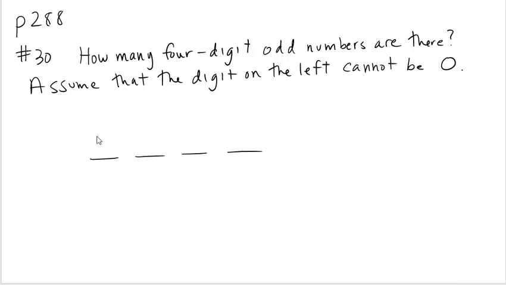Let me start with the first spot. If the digit on the left can't be 0, then the first digit can be anything from 1 to 9. And so you've got 9 options there. In the last spot, there's a restriction on that last digit. I know you guys know this rule, but when you're trying to use it in combination with a more complicated problem, it might slip your mind. If a number is odd, then the last digit has to be an odd number.